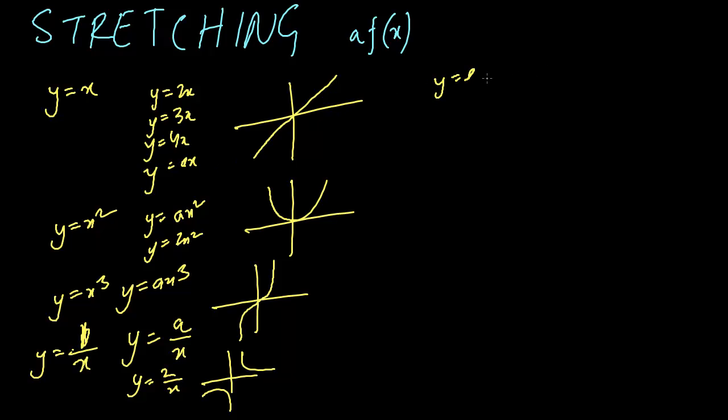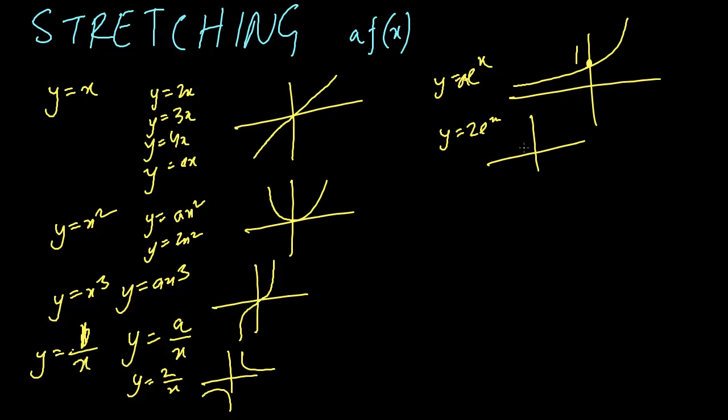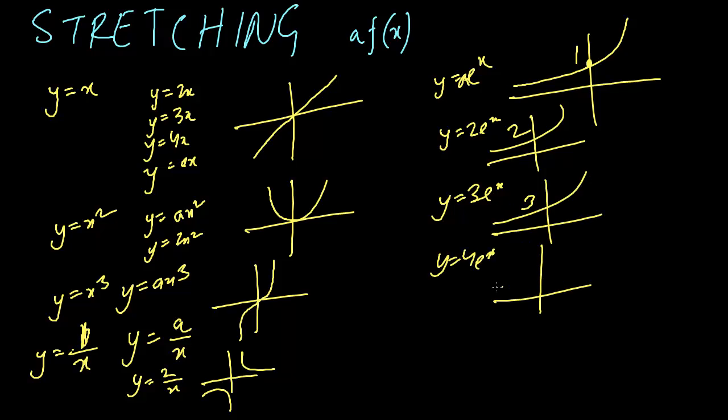Then y equals a to the power x. Now this is affected. y equals a to the power x, because we know the picture cuts the y-axis at 1. If you multiply by a number, the stretching, it would be multiplied with 1. So that means y equals 2e to the power x means it would cut at 2. Just memorize this. y equals 3e to the power x means it would cut at 3. That's it. y equals 4e to the power x would cut at 4. So that's how the stretching works.